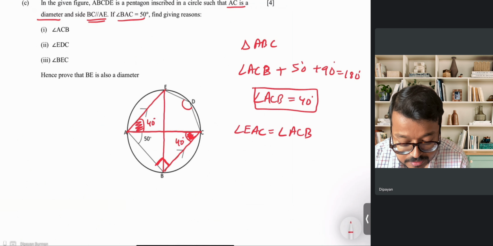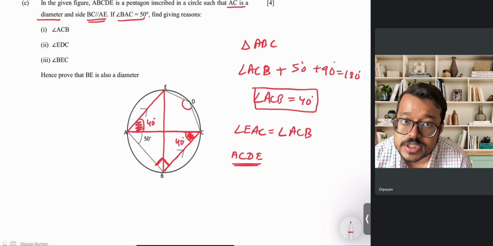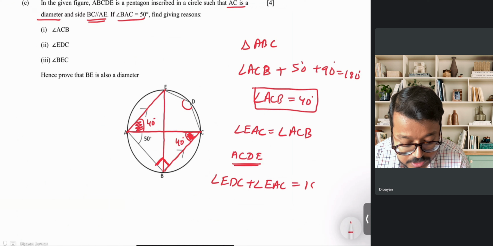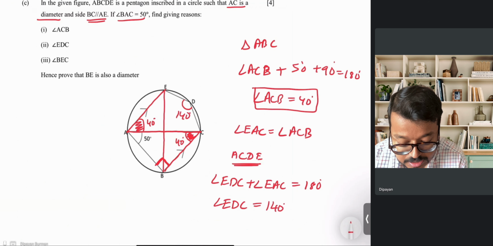Then I have a cyclic quadrilateral ACDE. In cyclic quadrilateral ACDE, opposite angles are supplementary. So angle EDC plus angle EAC is equal to 180 degree. So EDC plus 40 is 180. I will say EDC will be 180 minus 40, which is 140 degree. This is the answer for the second part.